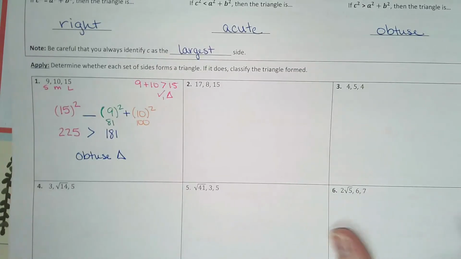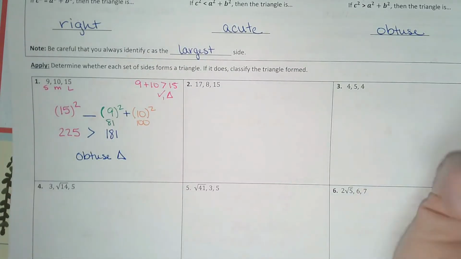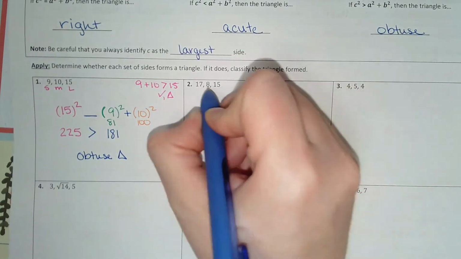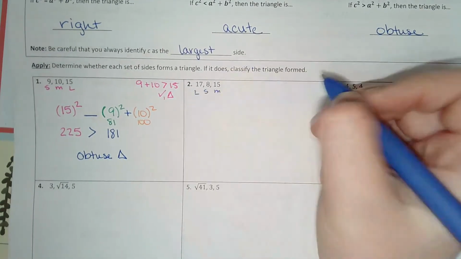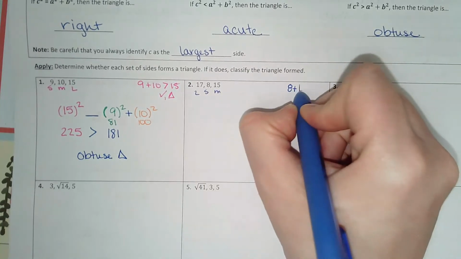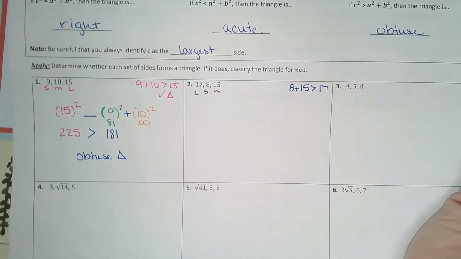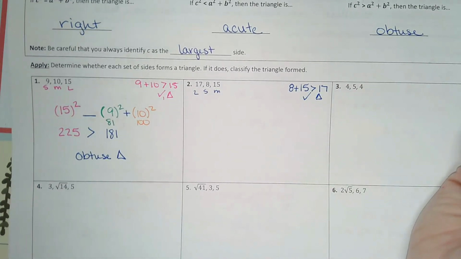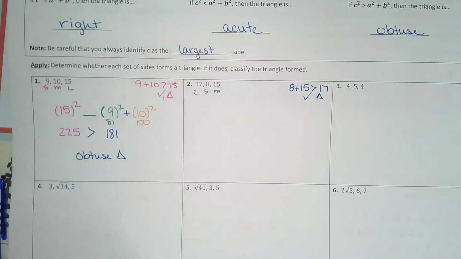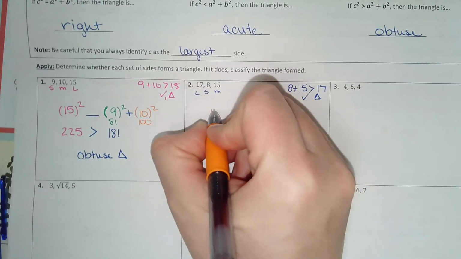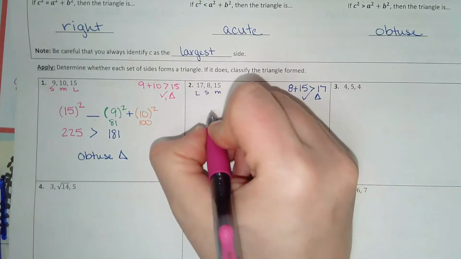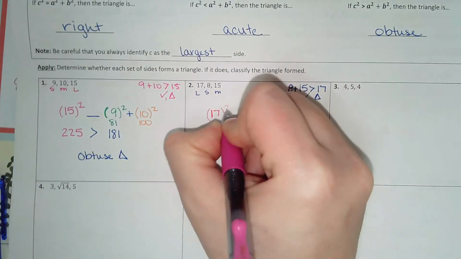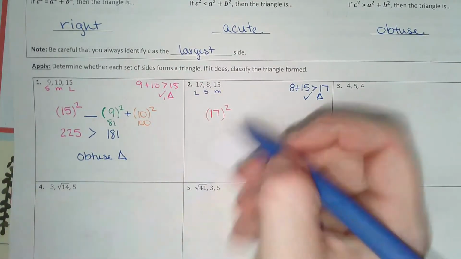So on the next one, small, medium, large. So before I do that, I'm going to take my 2 smallest sides, so small, medium, large. I'm going to take 8 plus 15, and I'm going to check to see if that's bigger than 17. That's true, so I have a triangle. That's the level 4 part. But before you can do this, you got to test to see if it's true. Okay? So the longest side, or biggest side, is 17, so I'm going to go, oops, wrong color. 17 squared. What is that?